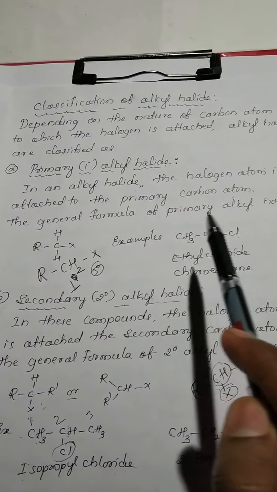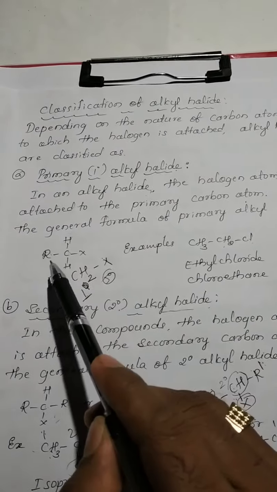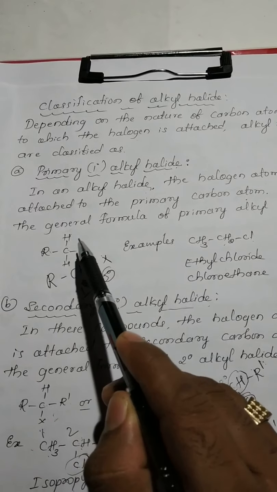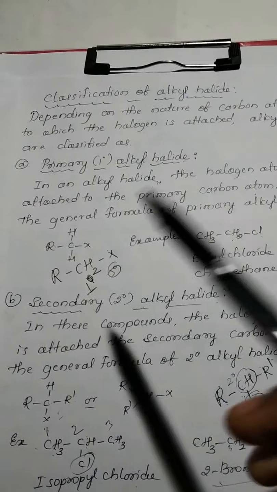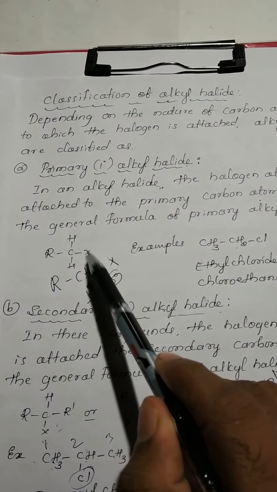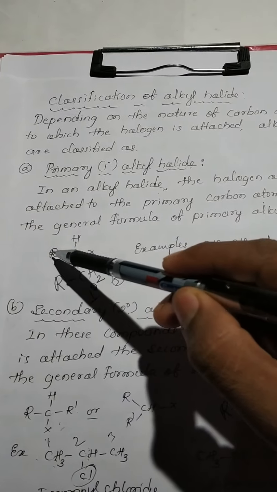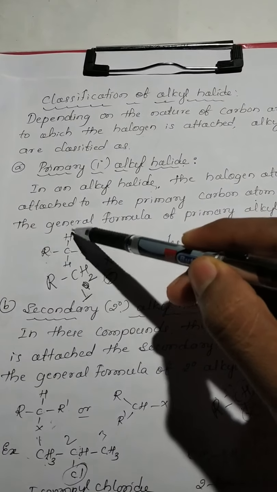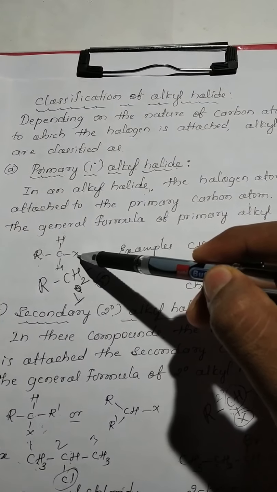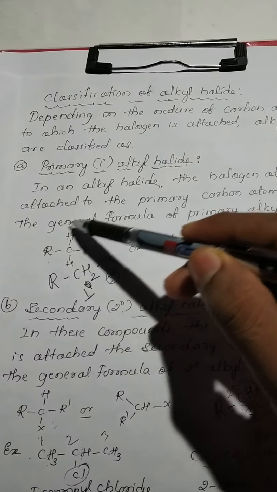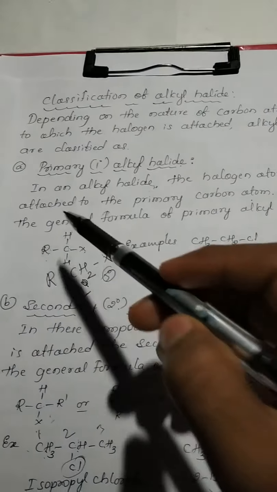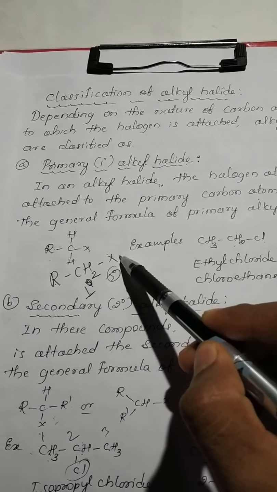The general formula of primary alkyl halide is RCH2X. I have already discussed this. X may be any halogen atom, okay. R may be any alkyl group. Instead of R, one alkyl group is there, two hydrogen atoms are there, and one hydrogen is replaced by a halogen atom. Okay, this is the general formula of primary alkyl halide. You can write it as RCH2X.